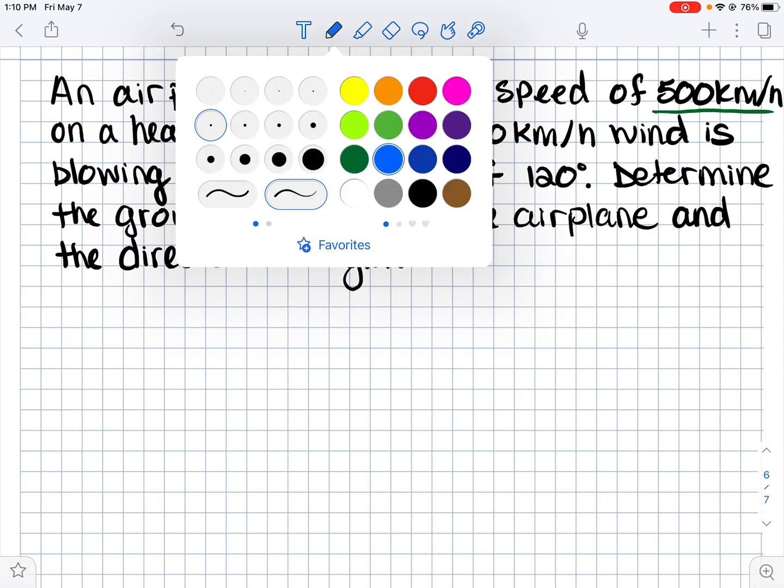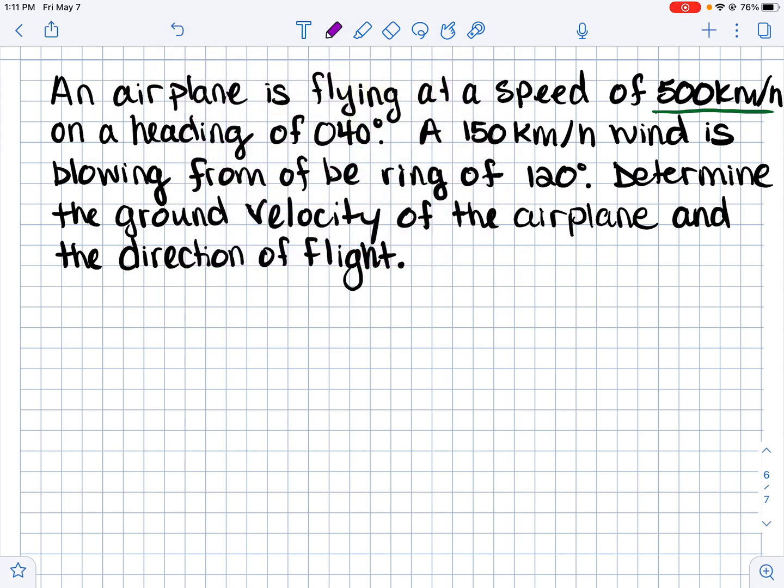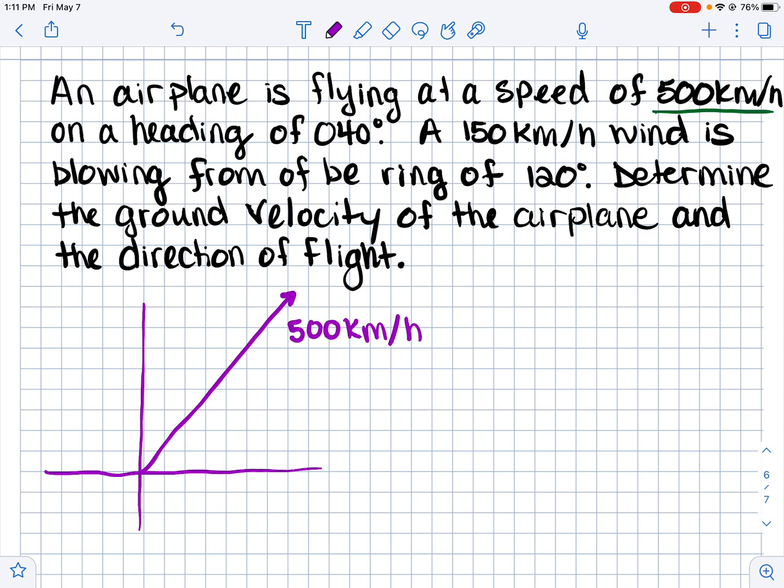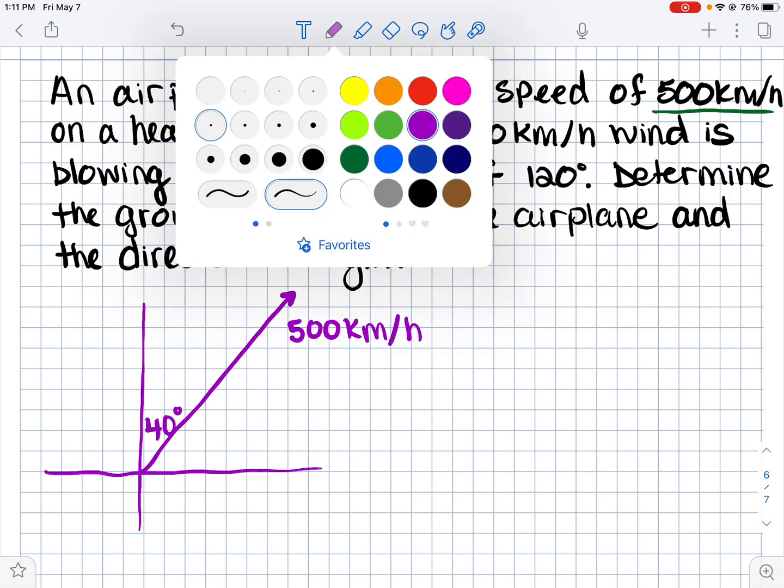An airplane is flying at a speed of 500 kilometers per hour and a heading of 40 degrees. All right, I'm going to just draw these as I talk about them. Okay, so on a heading of 40 degrees, that's going to look like this. Probably longer, but anyways. It's going 500 kilometers per hour. This is my airplane. That angle is 40 degrees.